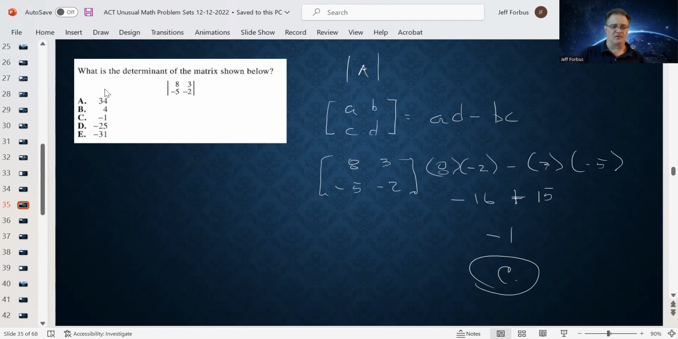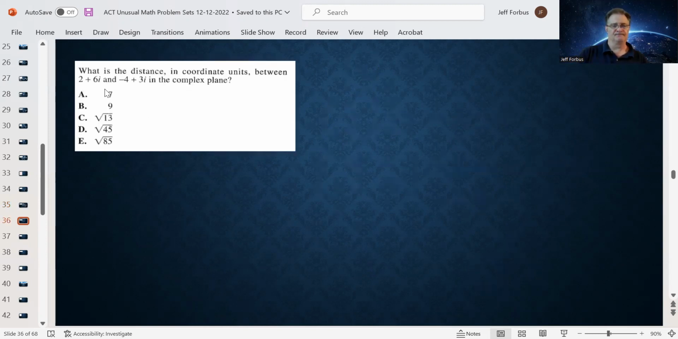All right, only a few more questions and we're done. So this is a good one. What is the distance in coordinate units between 2 plus 6i and -4 plus 3i? Imaginary numbers, coordinate plane. How do we use the coordinate plane here?